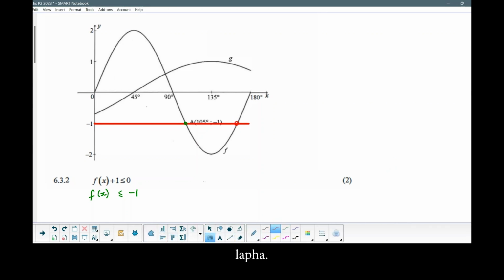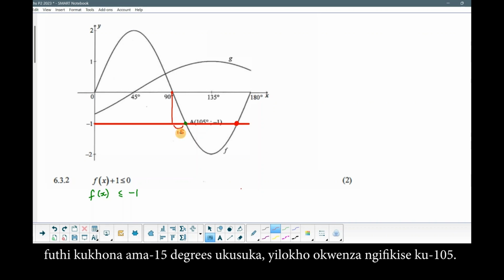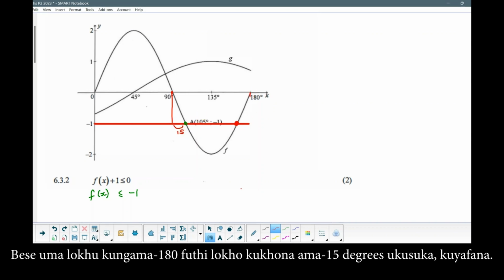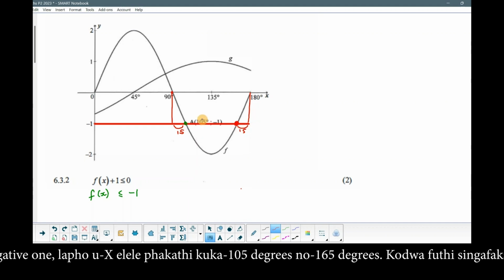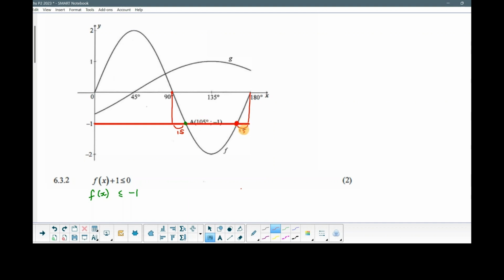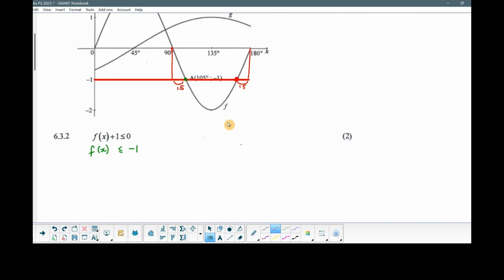Okay, so here's simple logic. If this is 90 degrees, and that's 15 degrees away, that's how I get to 105. Then if this is 180, then that's 15 degrees away there as well. So if this x value is 105, then that x value has to be 180 minus 15, which is 165. So when is your f below negative 1? When x lies between 105 degrees and 165 degrees, and we can also include them because of the equals here.